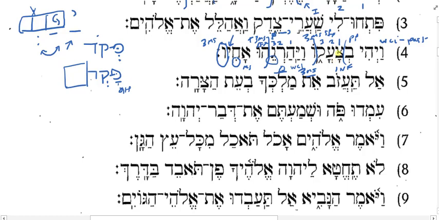So number 6, let's look at that. We'll read it together. Ready? Imdu po ushamatem et devar Adonai. All right. So let me go ahead. I'm going to put a little line right here. This is one clause, and then this is the second clause, okay?